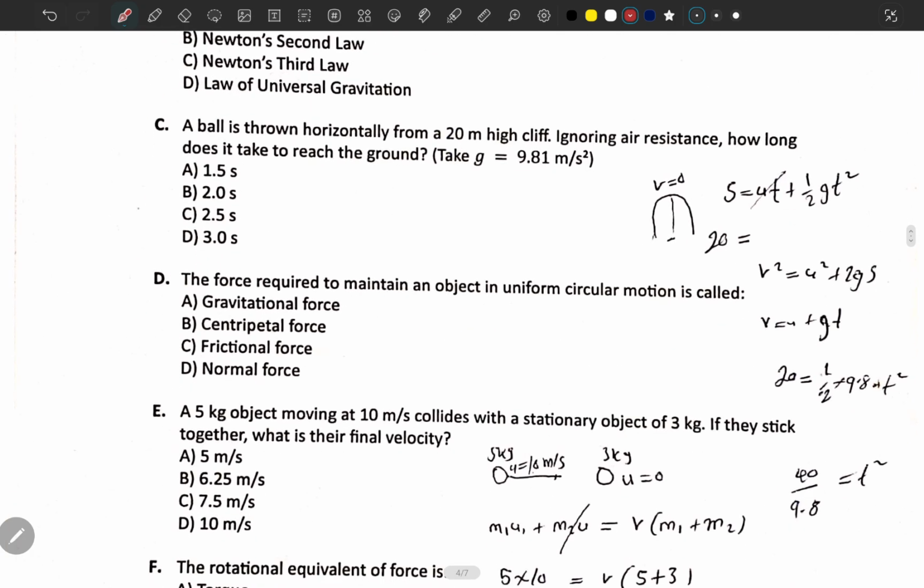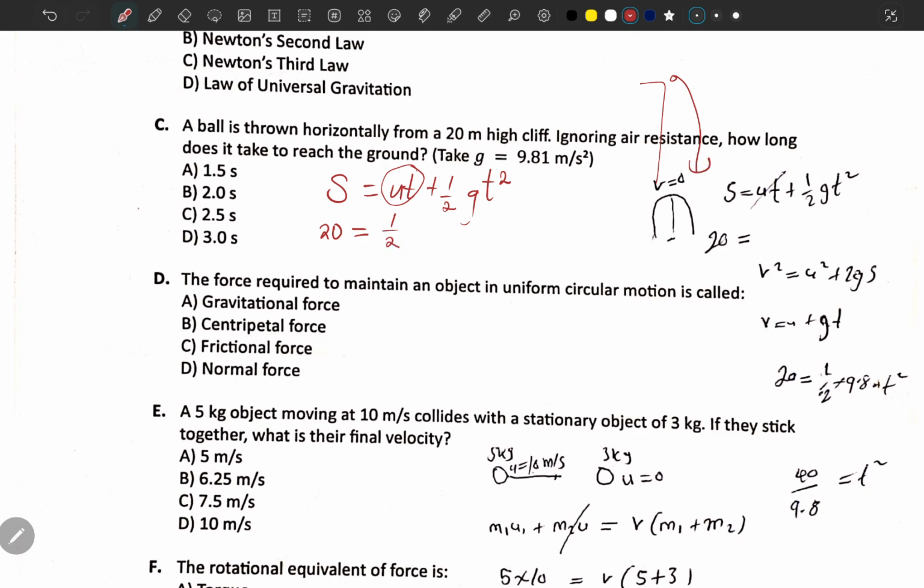A ball is thrown horizontally from a 20-meter height, ignoring air resistance. How long does it take to reach the ground? We take gravity as 9.81 meters per second squared. All right, ladies and gentlemen, so we're going to use this equation of motion. We're looking for time. So s is 20, which is displacement. And remember, the initial velocity part is always 0 because it's coming from somewhere and dropping like that. Meaning initial velocity is 0, so everything is 0.